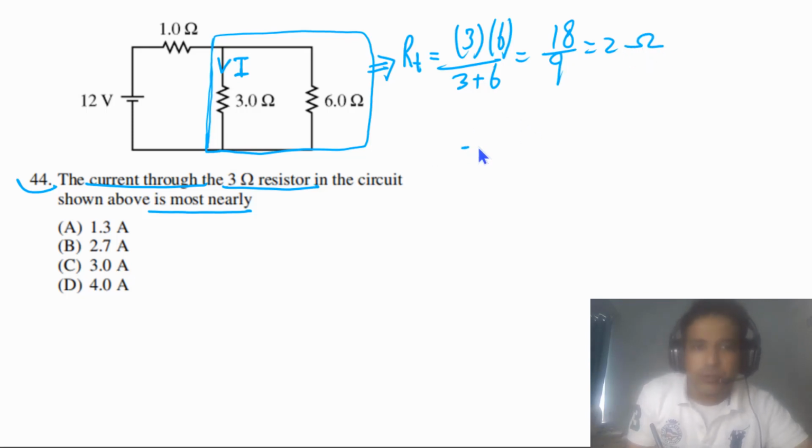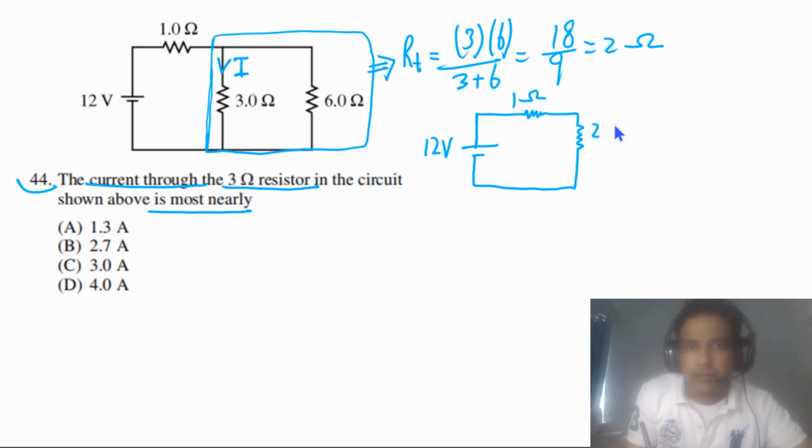So we can redraw our circuit. We have 1 ohm resistor, and then we have 2 ohm resistor. So we have 12 volts battery. This resistor is 1 ohm and this one is 2 ohm. So we can find out the PD across this 2 ohm resistor. Let's say we connect our voltmeter here. Let's say this is our voltmeter.